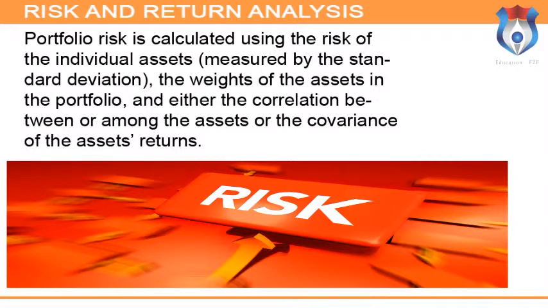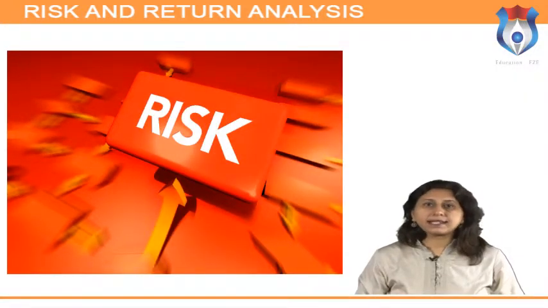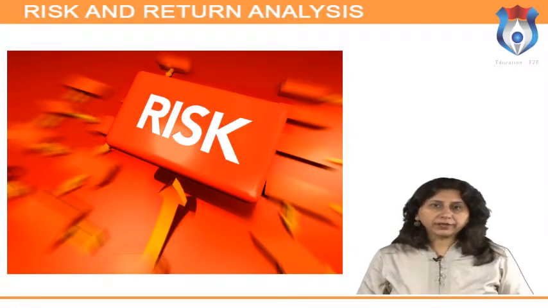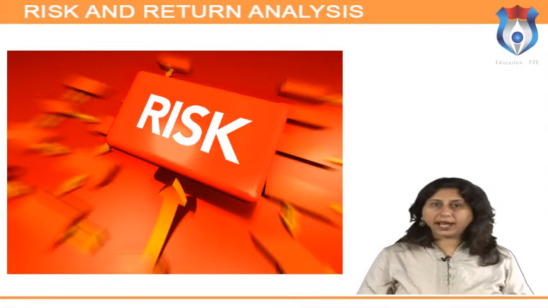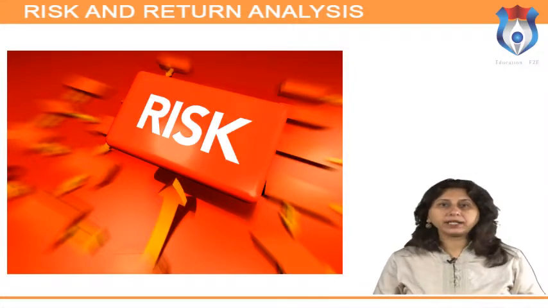Portfolio risk is calculated using the risk of the individual assets measured by the standard deviation, the weights of the assets in the portfolio, and either the correlation between or among the assets or the covariance of the assets' returns. For a two-asset portfolio, the risk of the portfolio sigma P is where sigma I is the standard deviation of asset I's returns. Rho 12 is the correlation between the returns of asset 1 and 2, and Cov 12 is the covariance between the returns of asset 1 and 2.